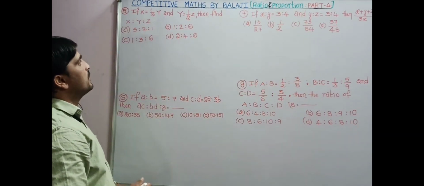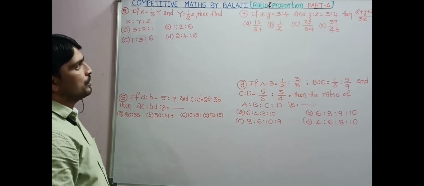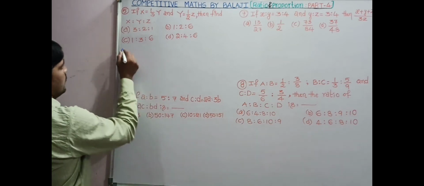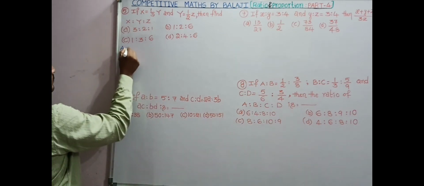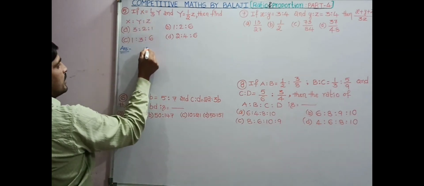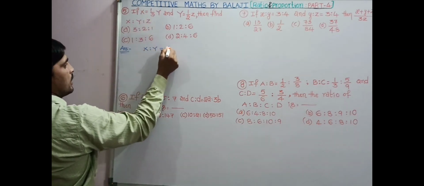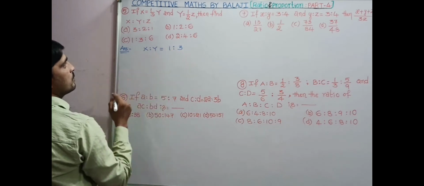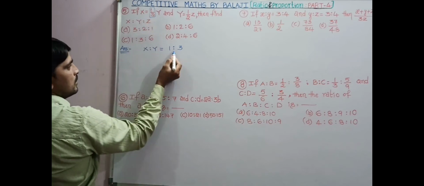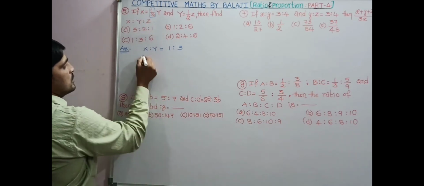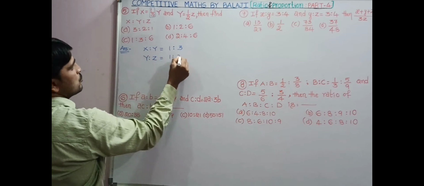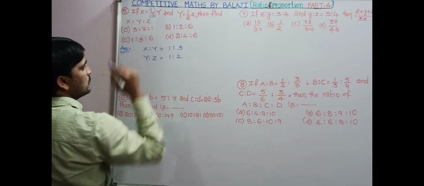If x equals 1 by 3 of y and y equals 1 by 2 of z, then find x is to y is to z. Four options are given here. Let us see the solution. Answer. x equals 1 by 3 of y, that is x is to y can directly be written as 1 is to 3. Every fraction can be written in terms of ratio. In the same way, y is to z equals 1 is to 2.